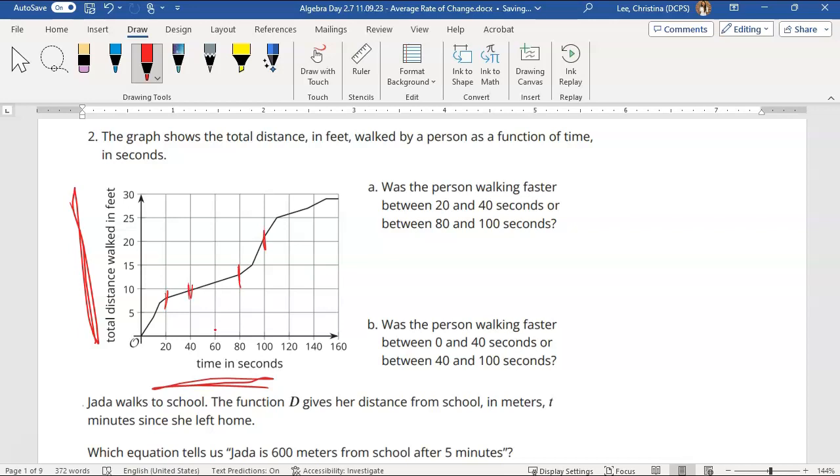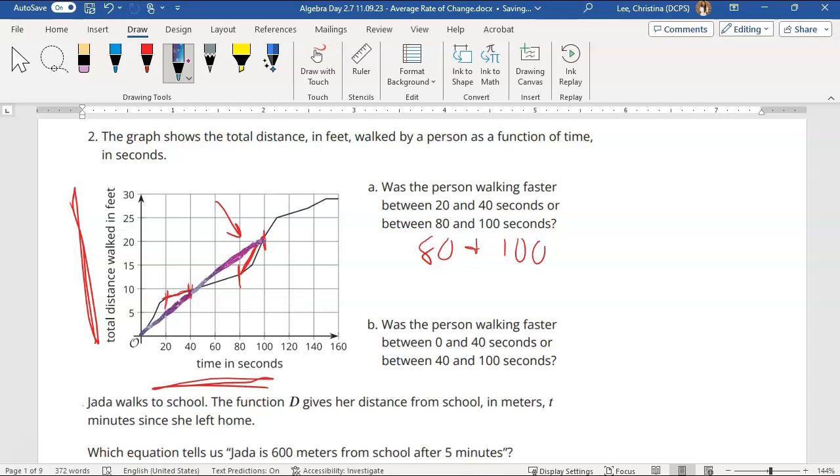Which one is faster? This one already has a straight line. If we were to draw a straight line between here and there, which line is steeper? This line is steeper, so between 80 and 100 seconds, they're walking faster. It says, was the person walking faster between 0 and 40 seconds, so from here to here, or between 40 and 100 seconds, between here and here?